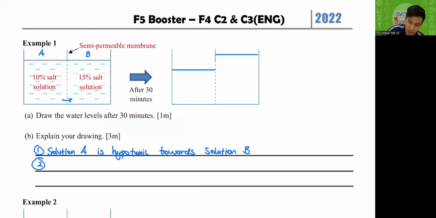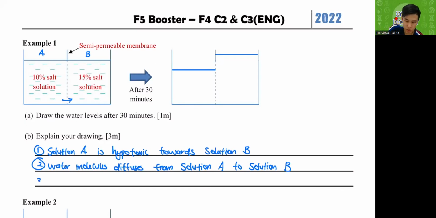Then number 2, you would explain the flow of water. Osmosis, basically say where the water flows. So basically, the water molecules diffuse from solution A to solution B. So flow of water, number 2.